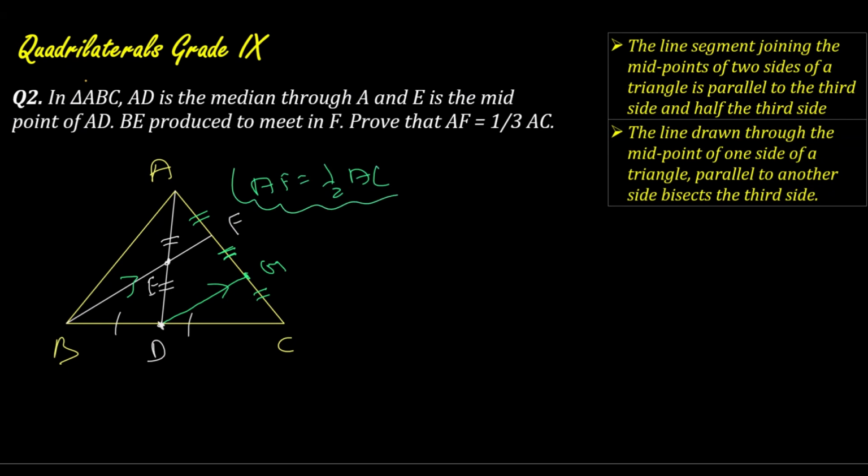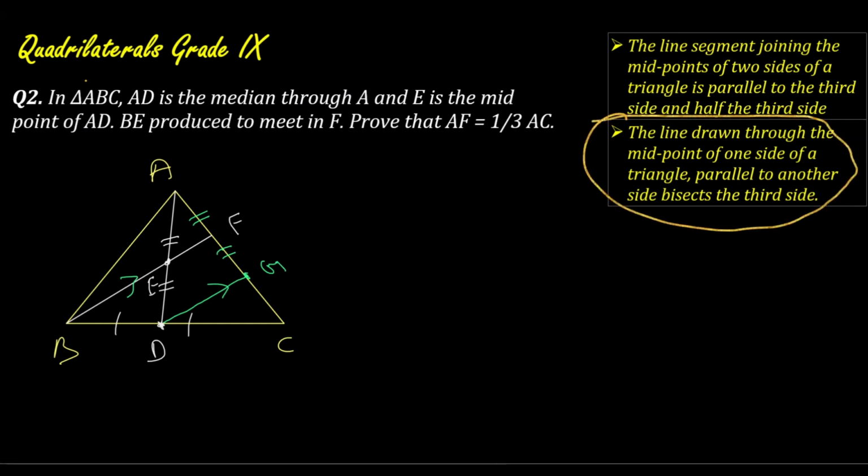So this is what I'm going to do in this question: first I'll be proving AF is equal to FG. And this is only possible if I apply the converse of the midpoint theorem. It says that a line drawn through the midpoint of a side parallel to the other side bisects the third side. So let's figure out how we can apply this property.